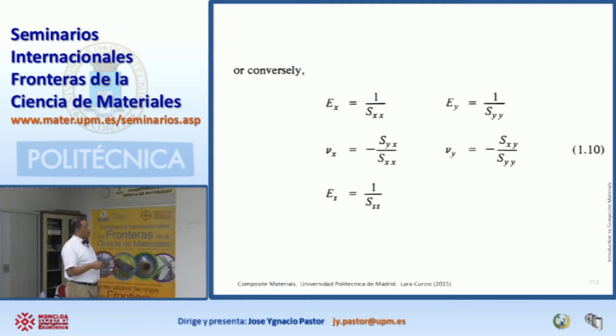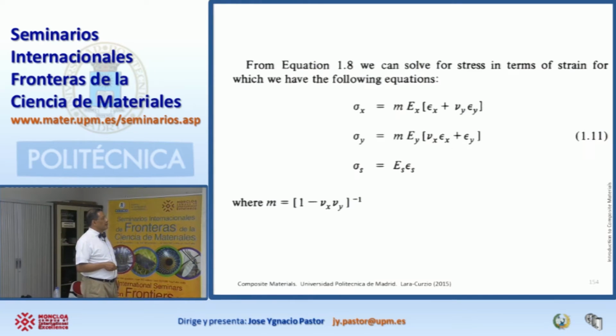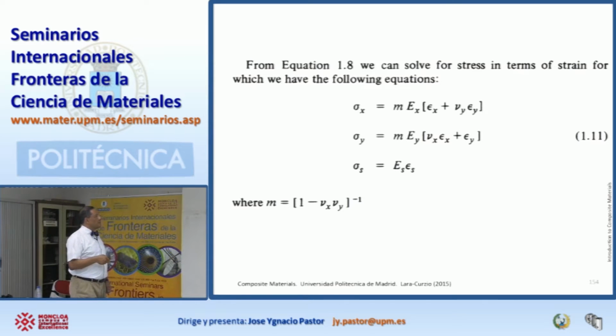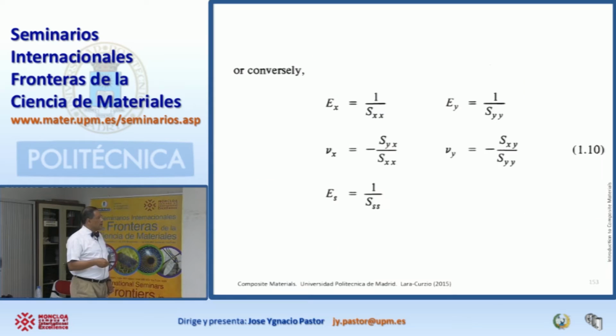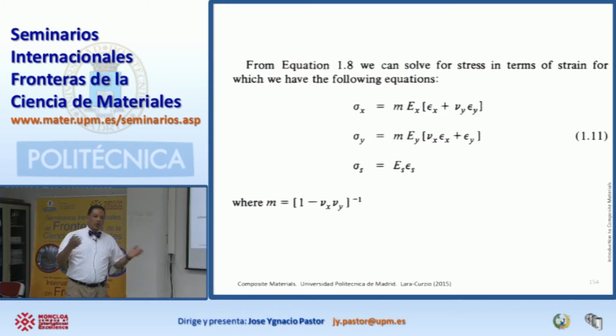So you can calculate your engineering constants as a function of your compliance constants, and you can do this. Now you can simplify. And you can introduce this M term, which depends on the two Poisson's ratio values. Okay? And you can calculate your stresses as a function of your strains. So here we have the strains as a function of the stresses. But if you want to calculate your stresses as a function of your strains, then you can use these relationships. Okay? So the point is that once you know your elastic constants, you can go back and forth.